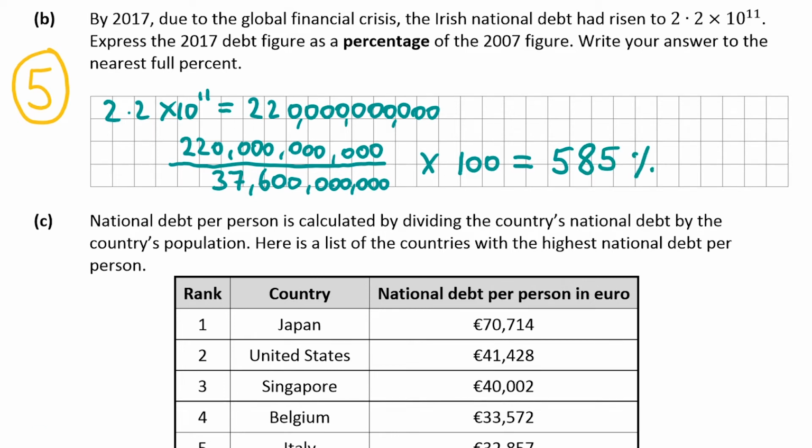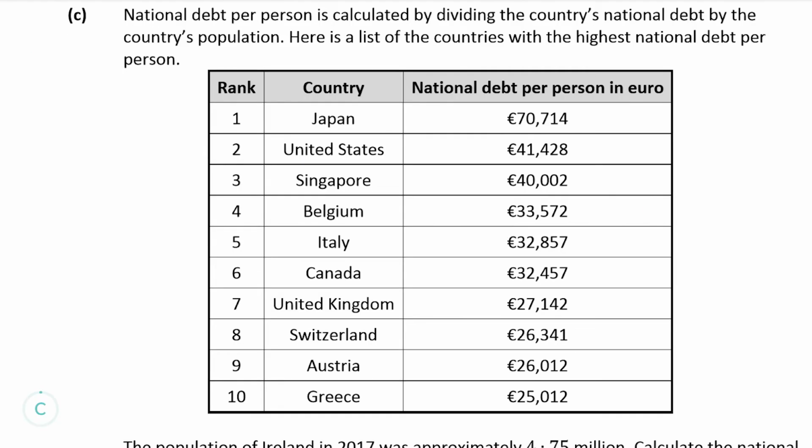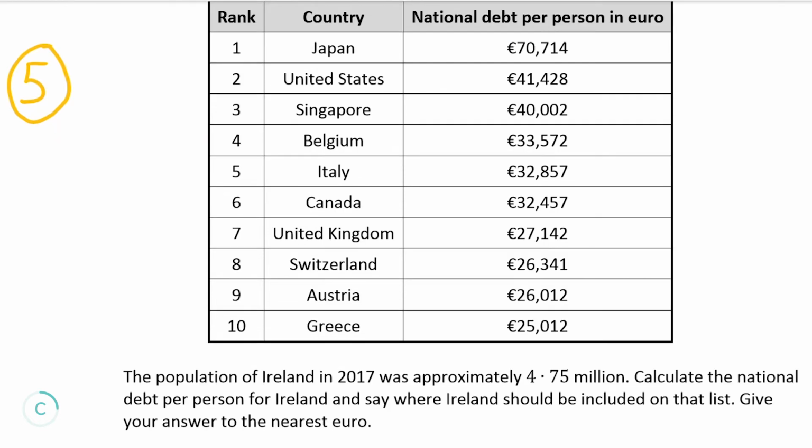So now let's move on to the final part of the question, part C. This part is also worth 5 marks. It tells us that the national debt per person is calculated by dividing the country's national debt by the country's population. So this is a big hint, as it's telling us how to do the question. And then it gives us a list of the countries with the highest national debt per person. It tells us that the population of Ireland in 2017 was approximately 4.75 million, and it wants us to calculate the debt per person in Ireland, and say where it should be on the list. We're going to round our answer to the nearest euro.